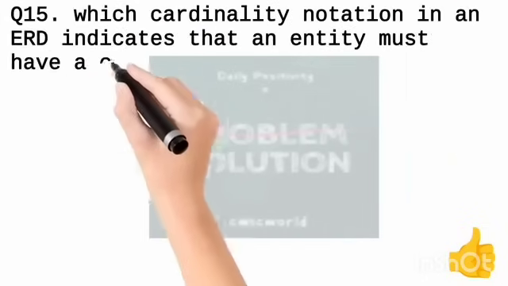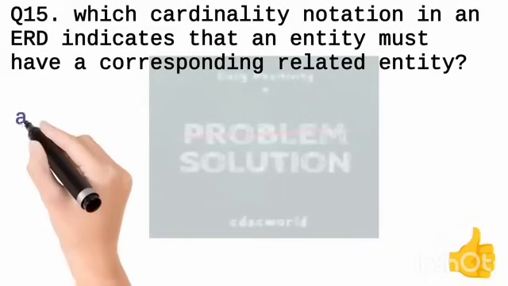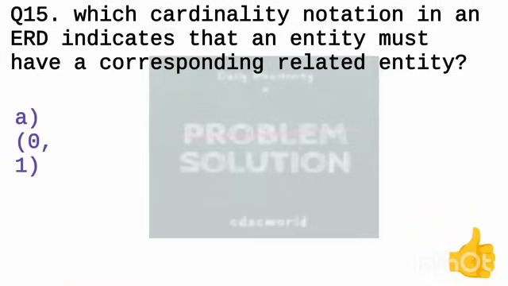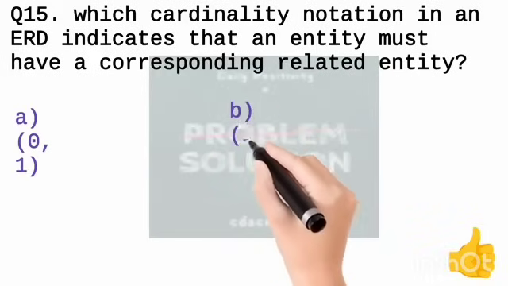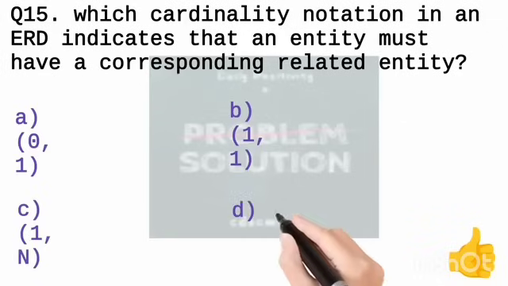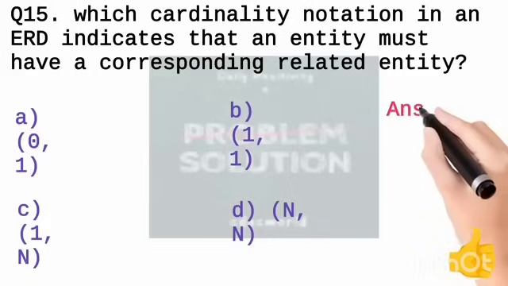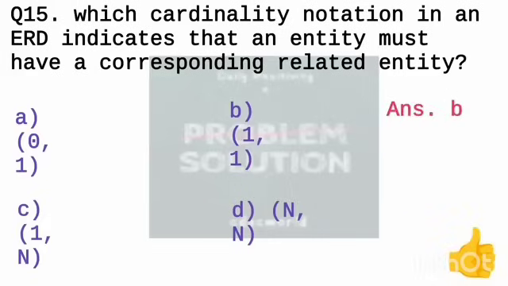Query number 15. Which cardinality notation in an ERD indicate that an entity must have a corresponding related entity? Option A. 0, 1. Option B. 1, 1. Option C. 1, n. And option D. n, n. And the answer is B. 1, 1.